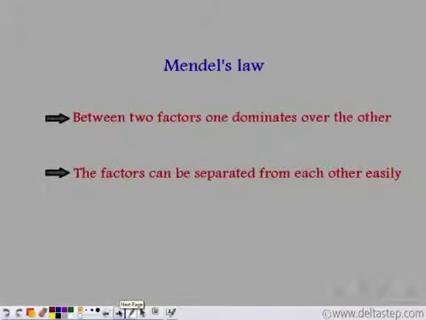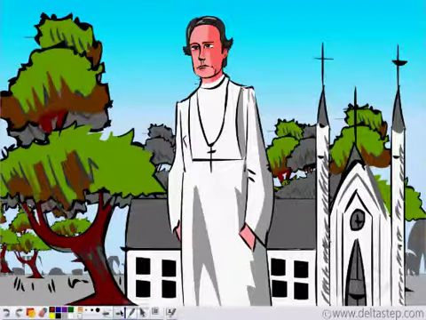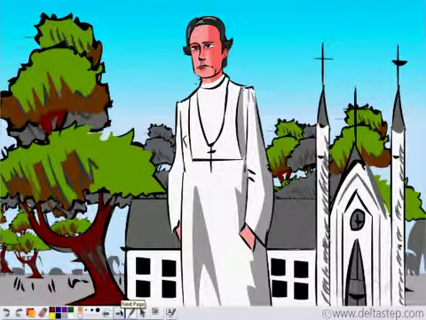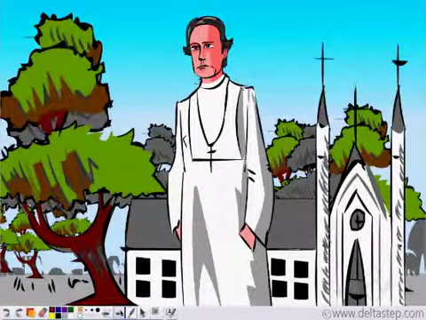Now Mendel's laws stated that between two factors, one dominates over the other, and also the factors can be separated from each other easily. Now Mendel thought, how about crossing two contrasting characters? So he wanted to cross between the seed color and the seed shape.